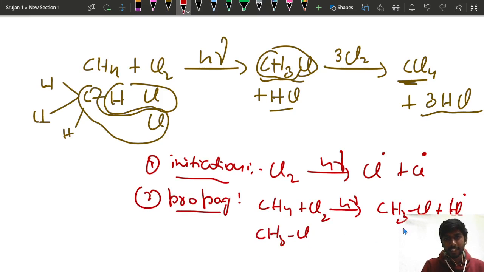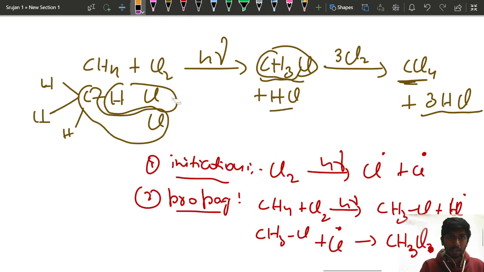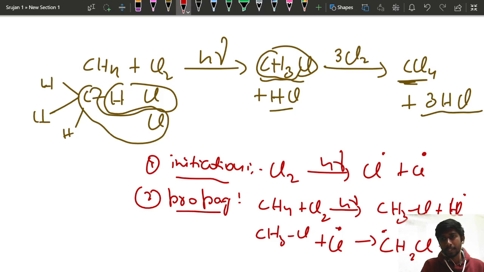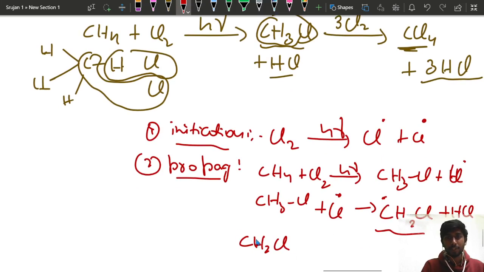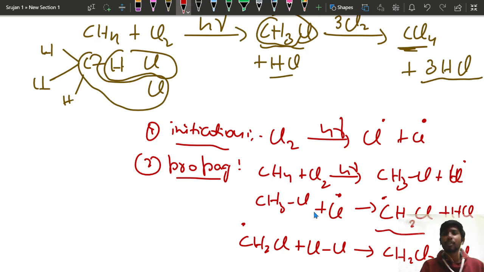Next, CH3Cl is there, and again this Cl radical treats it and you are getting CH2Cl2. Or you are getting CH2Cl plus HCl. Again this CH2Cl is a radical, and it combines with another Cl and you are getting CH2Cl2 plus Cl radical. I think this is not required.